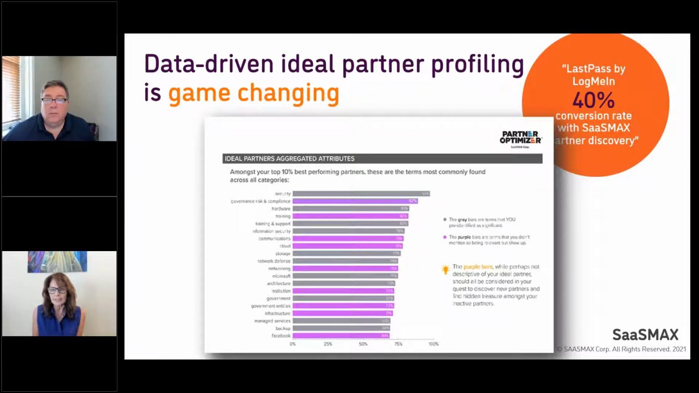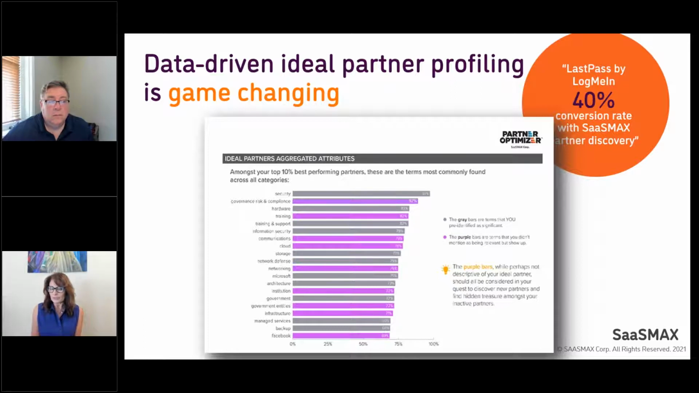And it all comes down to knowing what your ideal partner profile is, starting with a data-driven perspective. So for example, this is a table where we look at your best performing partners. You can do this on your own or you can do this through us, however, but do this. We ask: among your best performing partners, what are the traits that they have that are most in common? From a data-driven perspective, you can see here we see security and GRC and hardware and training, et cetera.